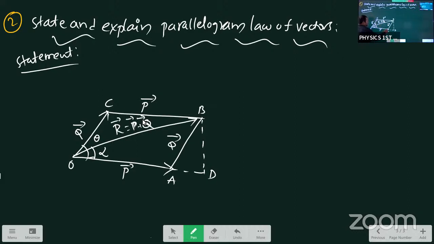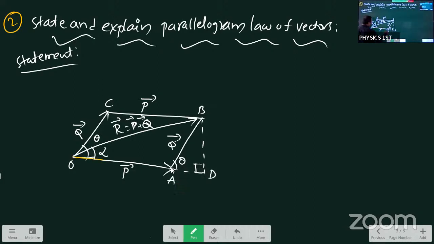Now listen carefully. The parallelogram law of vectors statement: in intermediate second year, you do a physics practical on concurrent forces. Concurrent forces means verification of the triangle law and verification of the parallelogram law. First of all, what is the statement here?